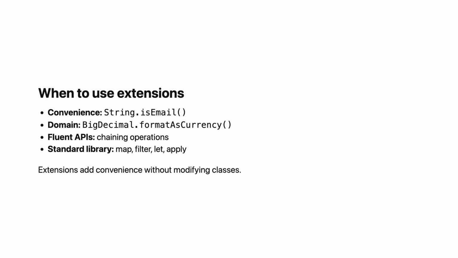Extensions shine in several scenarios. Adding convenience methods to library types: String.isEmail to check format, List.second to get the second element. Domain-specific operations: BigDecimal.formatAsCurrency, Date.isWeekend. Adapting types for your domain. Add methods that make sense in your context. Creating fluent APIs. The Kotlin standard library is full of extensions: map, filter, forEach on collections, let and also apply on any object.